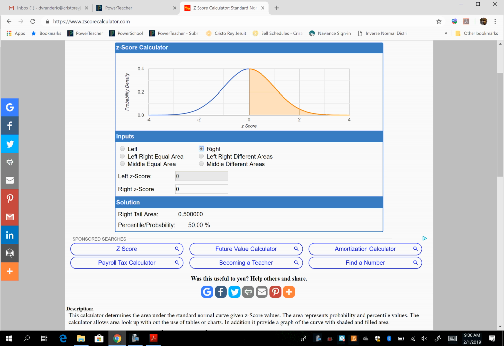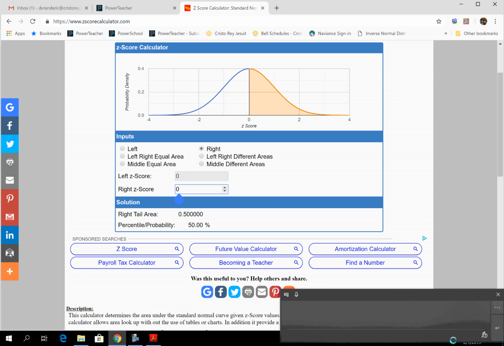Is my z-score 0? No. What is my z-score? 0.845. So where it says left z-score, you should type in... Is it right z-score? My bad. Right z-score. My fault. You should type in point... Can I not type? Wait. Keyboard. Yes. No, that's not coming. Okay. Oh, no way. Oh my God. That's so sick.